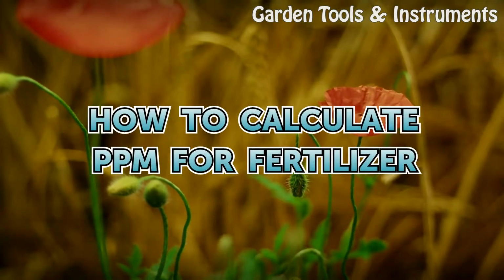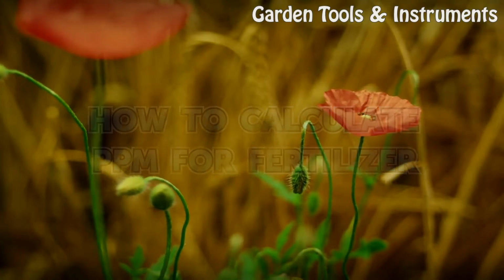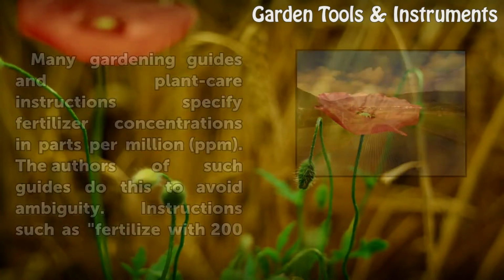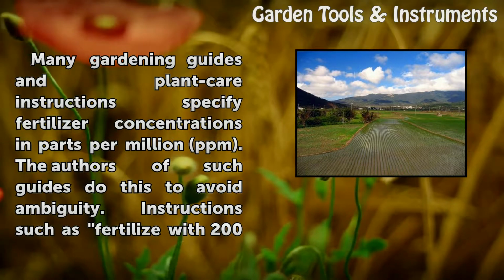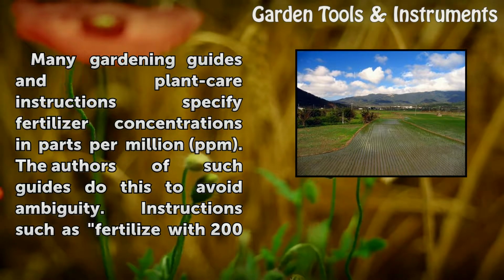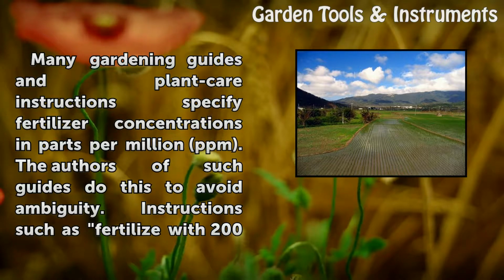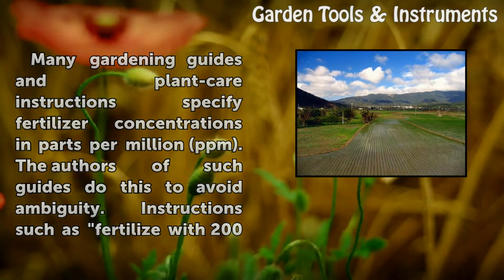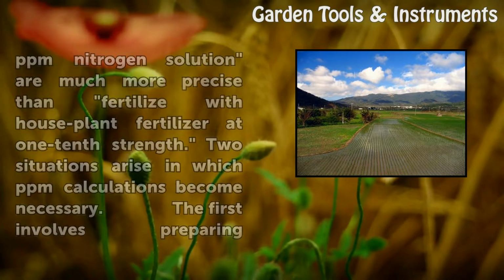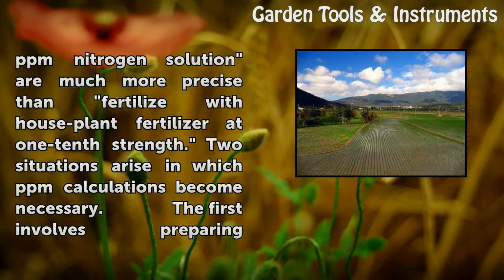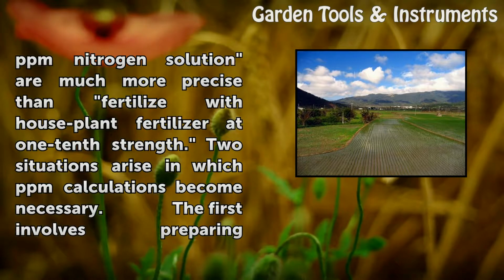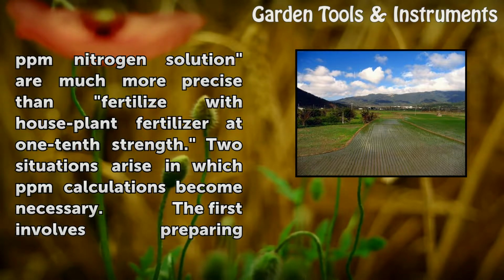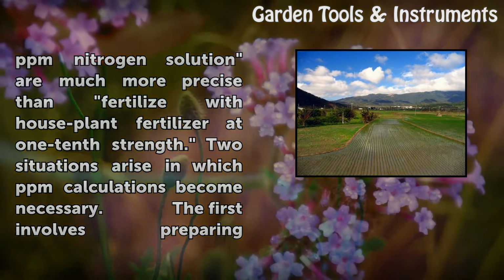How to calculate ppm for fertilizer. Many gardening guides and plant care instructions specify fertilizer concentrations in parts per million (ppm). The authors of such guides do this to avoid ambiguity. Instructions such as "fertilize with 200 ppm nitrogen solution" are much more precise than "fertilize with houseplant fertilizer at 1/10 strength." Two situations arise in which ppm calculations become necessary.